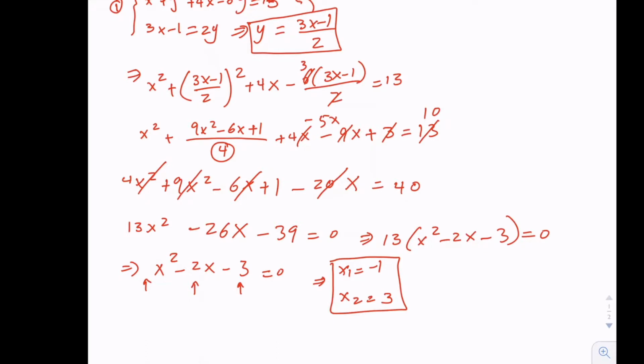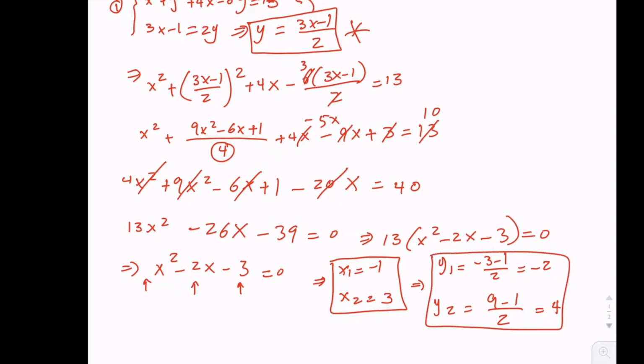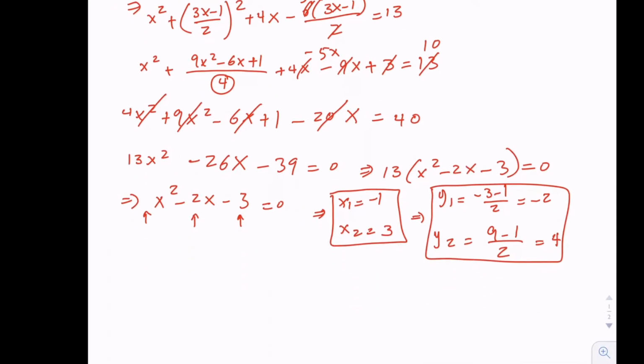And when we have x1 and x2, we know that the relation between x and y is this. So y1 will be (3 times minus 1, which is minus 3, minus 1) divided by 2, which makes it minus 2. And y2 will be (3 times 3, which is 9, minus 1) divided by 2, and this is 8 divided by 2, which makes it 4. So the answers to the equation are these pairs: x1 equals -1 and y1 equals -2, and x2 equals 3 and y2 equals 4.